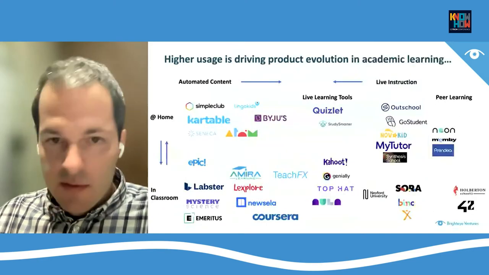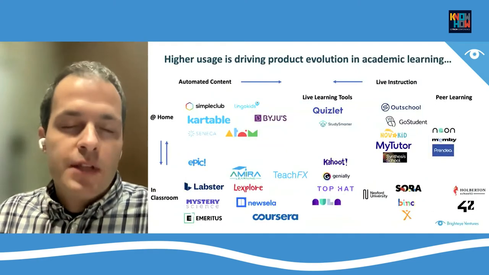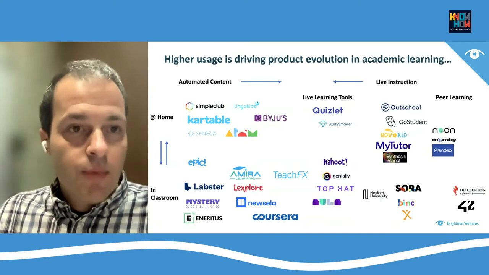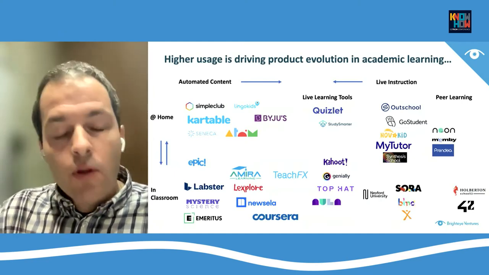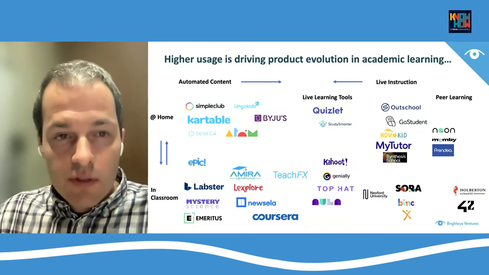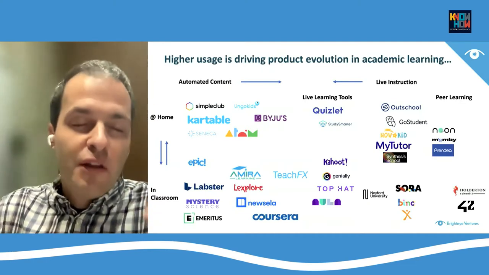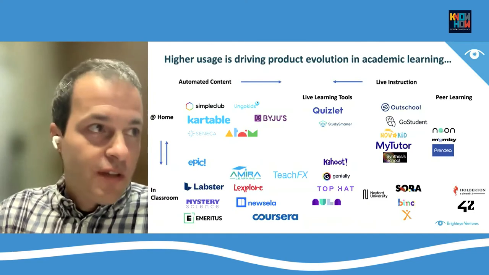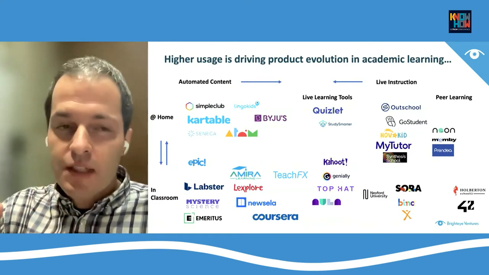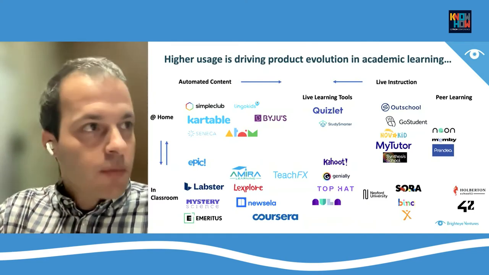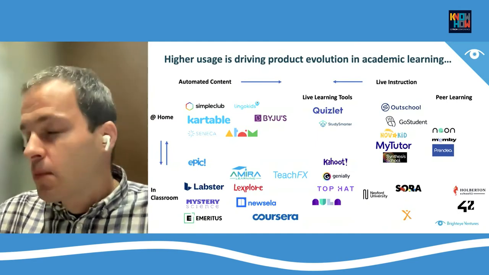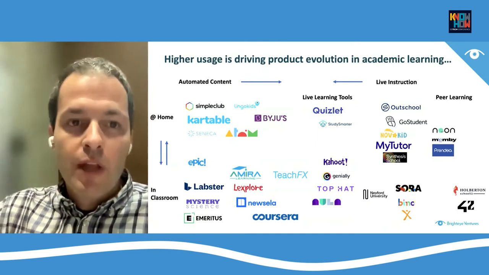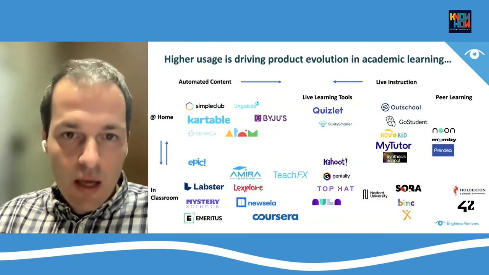There are some dense slides here, which I won't belabor, but what's happened, because there's so much activity in the EdTech space, is that a lot of the larger EdTech companies are evolving. It used to be that, broadly speaking, there were two types of education technology companies. There were companies that had automated content that you could access both in the classroom and at home. And there were companies that enabled live learning of some kind online.